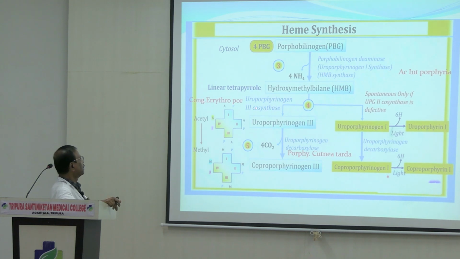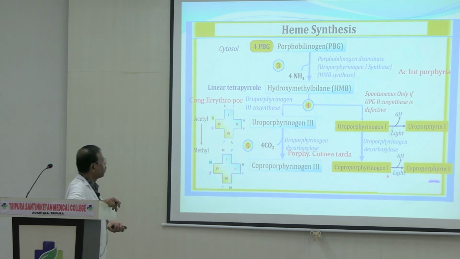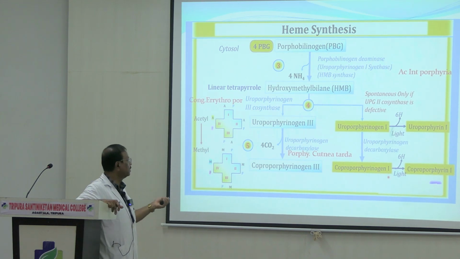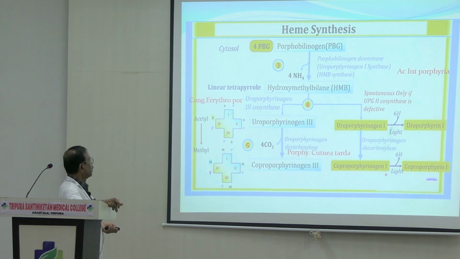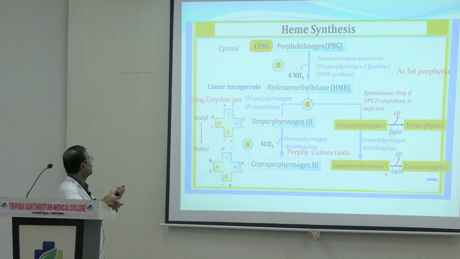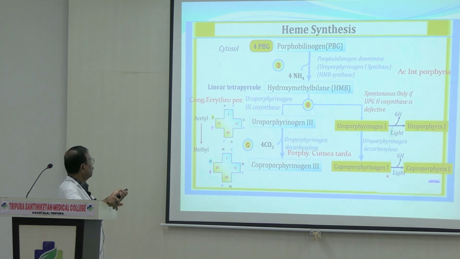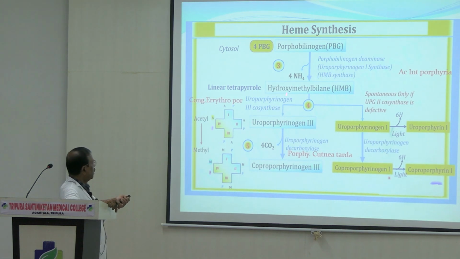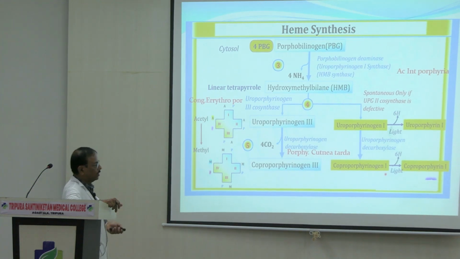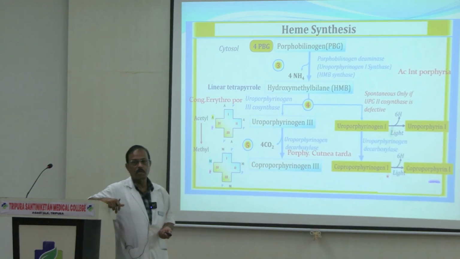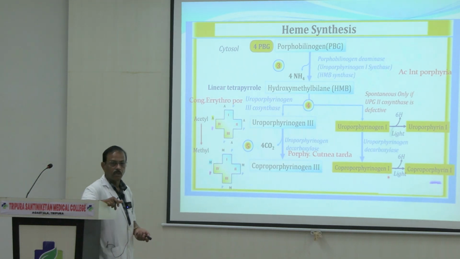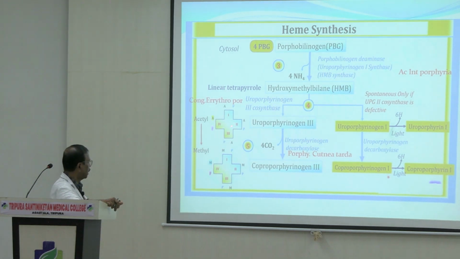So the enzyme responsible for this is uroporphyrinogen 3 cosynthase. Now what happens here? The hydroxymethylbilane, which is a linear tetrapyrrole, is converted into the cyclic form of the tetrapyrrole ring here.